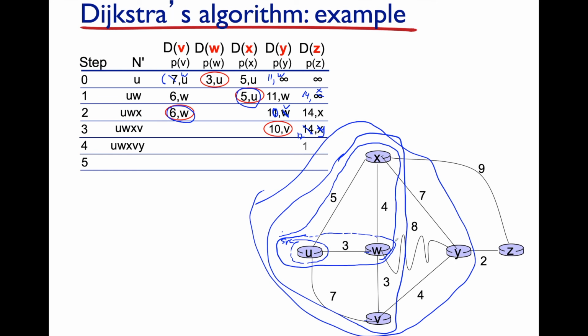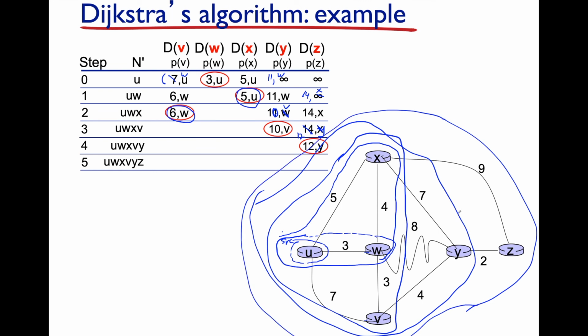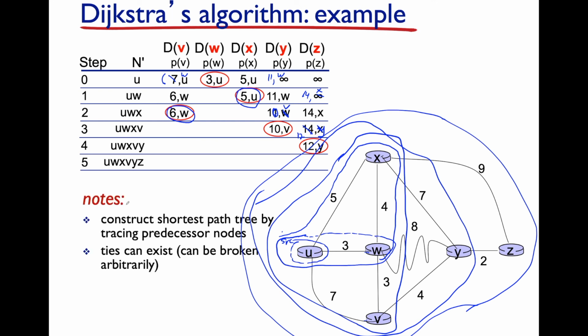So now we write that 12y, and then we add the next closest node, which is z, growing the blob, and z doesn't have any neighbors that are not already in the least cost path. And so now this is our result. If we look at all these predecessors, we construct the shortest path tree by tracing them. So we have z's predecessor y, y's predecessor v, v's predecessor w, w's predecessor u, x's predecessor u. And this is going to be our least cost path tree.